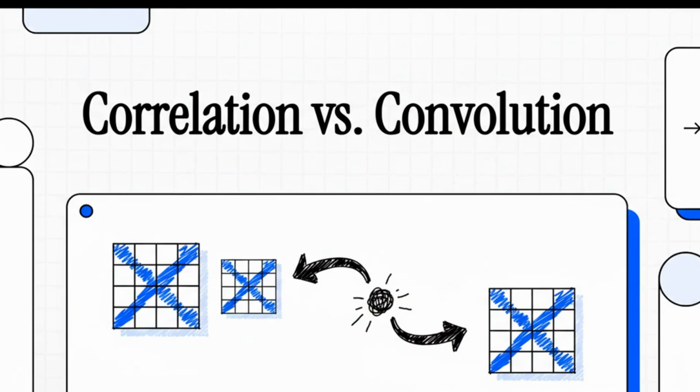All right, let's talk about two words you hear all the time in image processing and deep learning: correlation and convolution. They look almost the same, they act almost the same, but there's one tiny, absolutely crucial difference that changes everything. Let's dig in and figure this out.